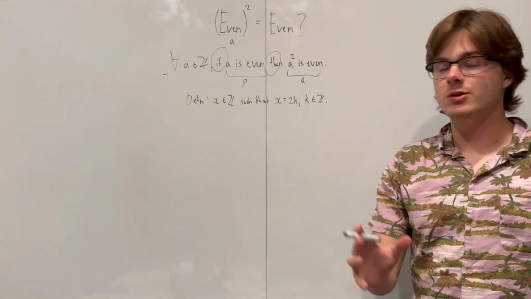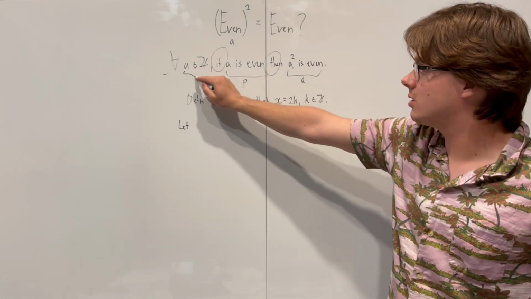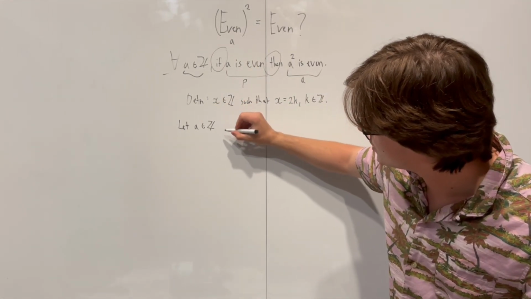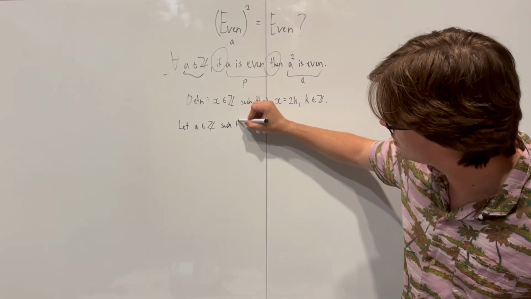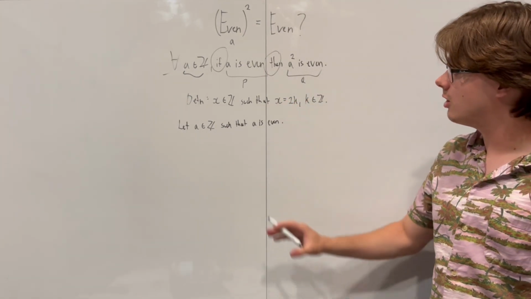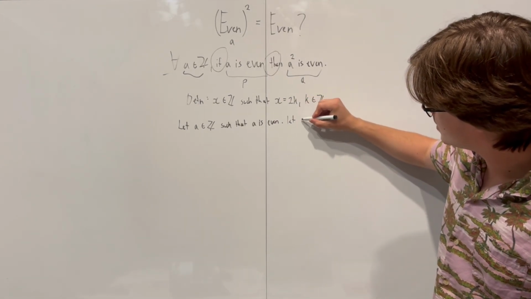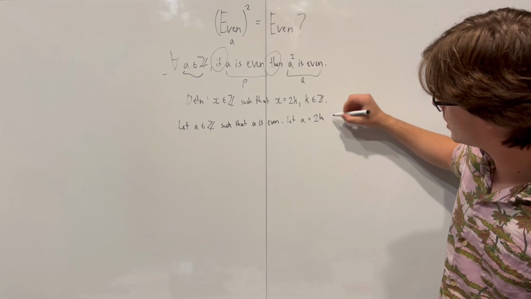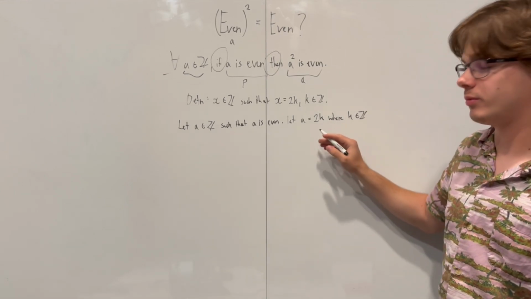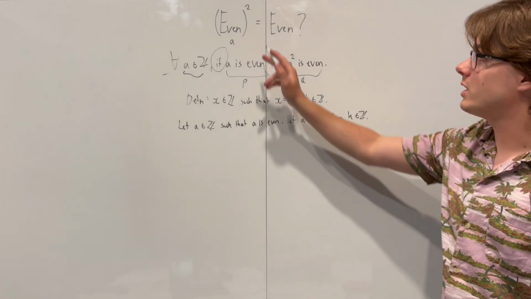So for all proofs, like I always say, you start with the word let. So you write down let, and we suppose a is an integer, and we suppose our P, right? So let a be an integer such that a is even. Great. More concretely, we need to define what it means for a to be even. So we'll say let a equal 2k, where k is also an integer. Remember, any new variable you introduce to your proof, you need to define it. Great. Now we can unpack this definition.